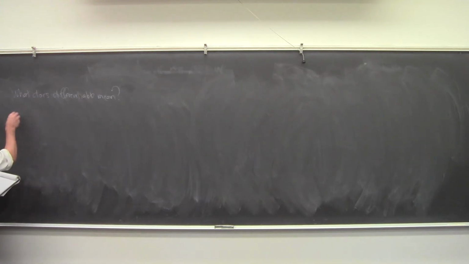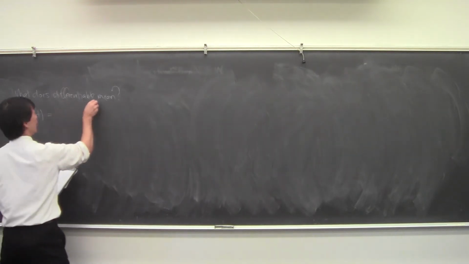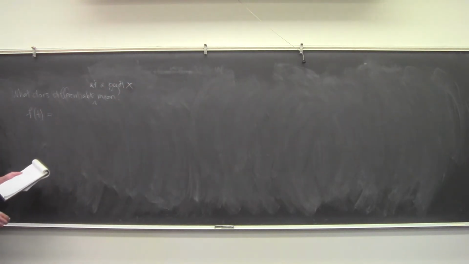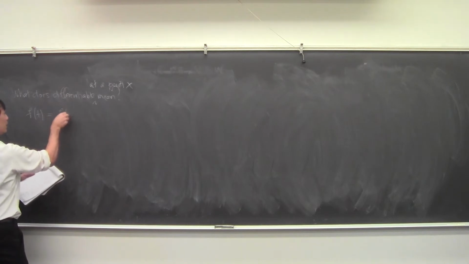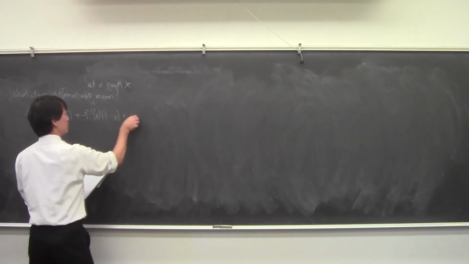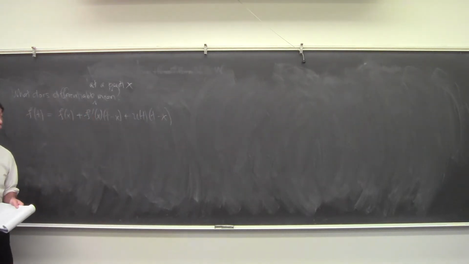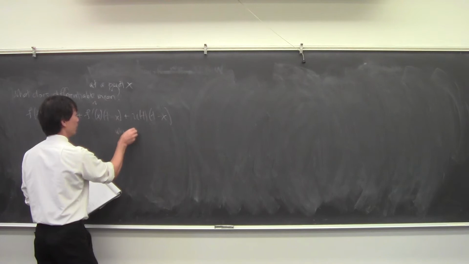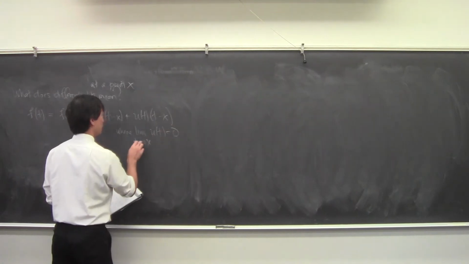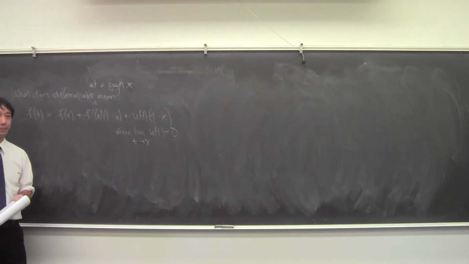So remember, we said that it means that f of t equals, so differentiable at a point x. We said, well, it means that your function is basically the tangent line plus some error, where this error goes to 0 as t approaches x. That's what differentiable means. Okay.